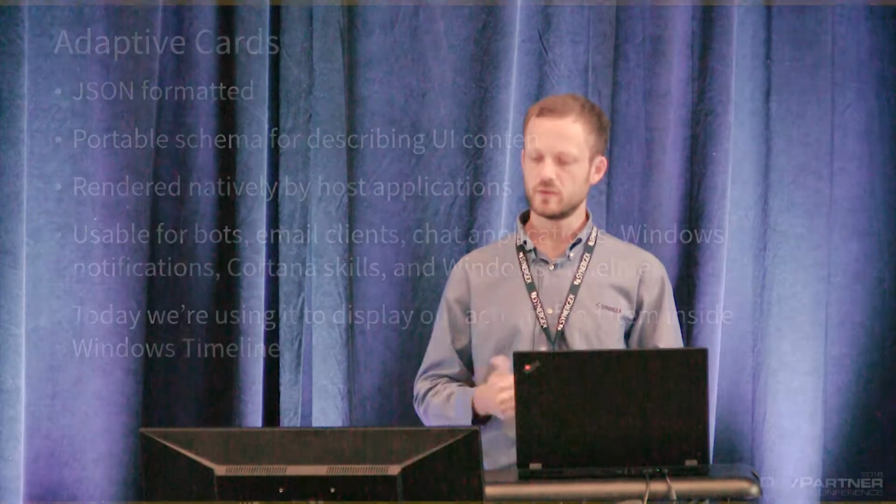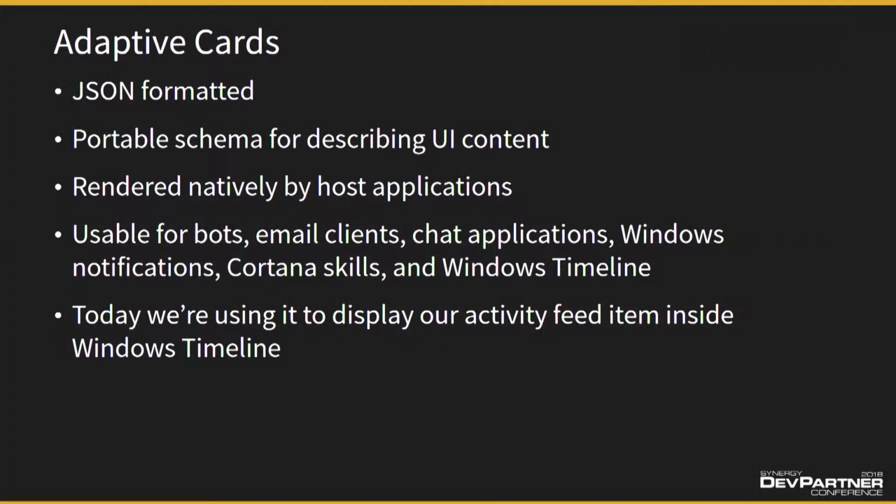In our case, what we're talking about is having Windows as that host application, because it's rendering the card for you in your timeline. This is useful for other things, though. It's not really graph specific, but adaptive cards are obviously useful inside of Windows. They're useful in things like Skype and Slack and inside Cortana and email clients. That's actually probably the most directly useful thing, is you can send adaptive cards that are interactive through Outlook.